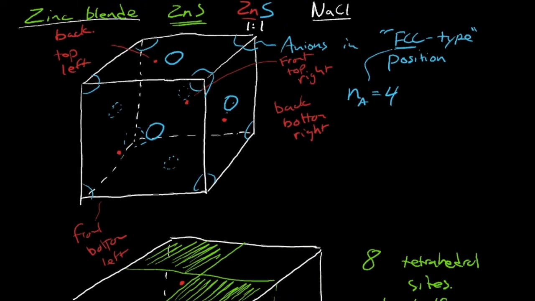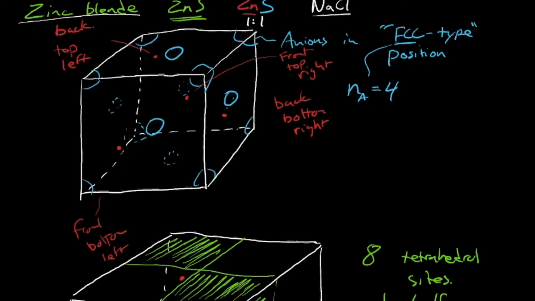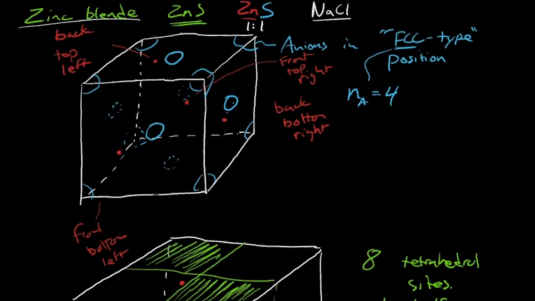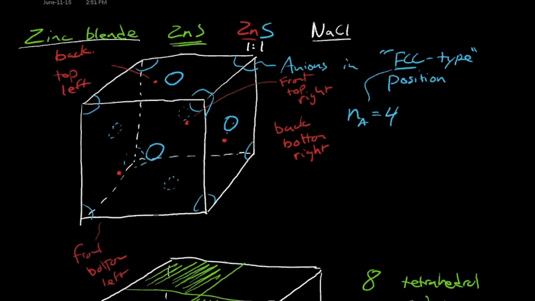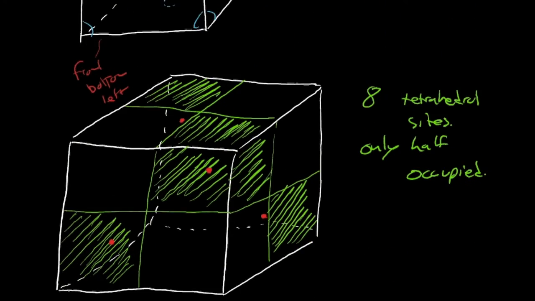Okay, there it is. Zinc blende crystal structure: face-centered cubic positioning of anions with cations in tetrahedral sites, only half of them, and they're staggered spatially.